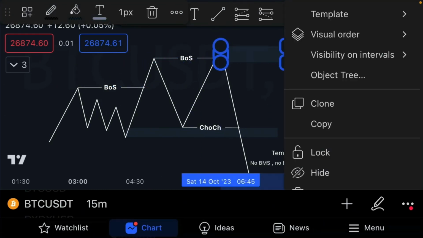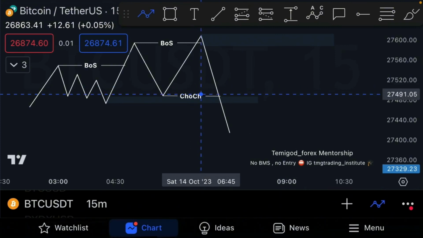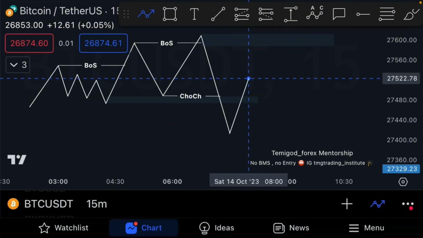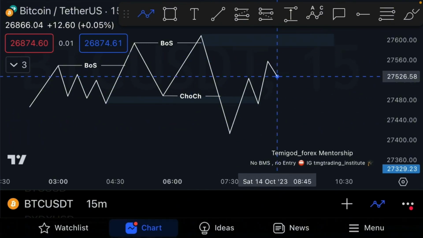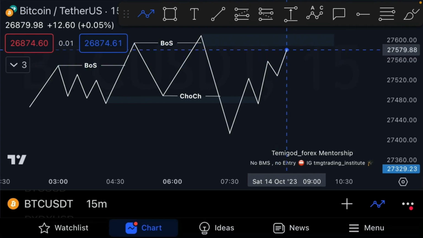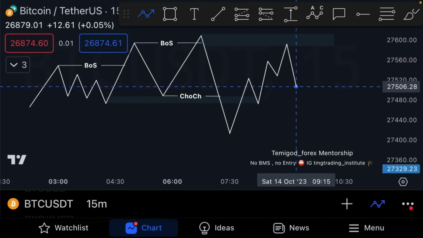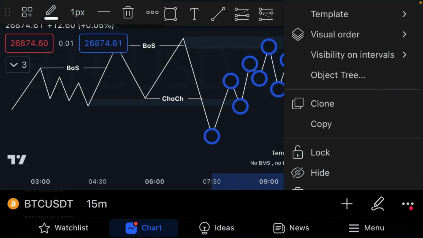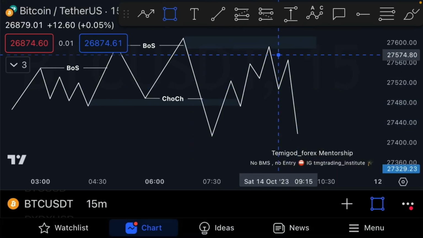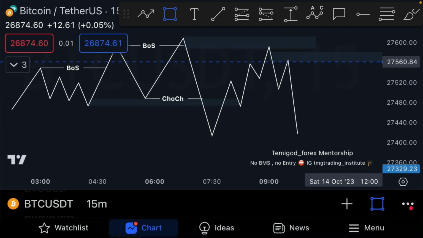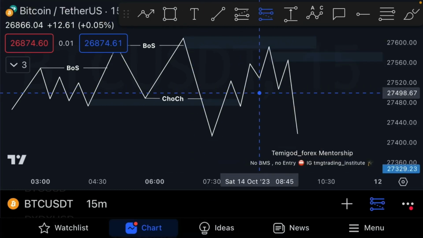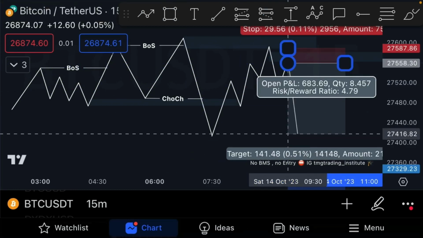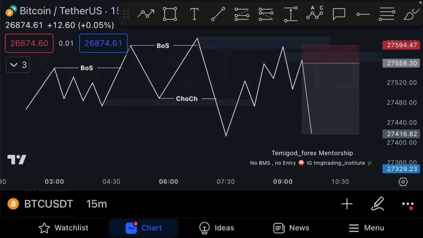Other block here waiting for us. So we wait for prices to actually reverse to that area and give us a break of structure, a change of character, then we take that trade. So this is what we'll be looking at in most cases to take our order block.